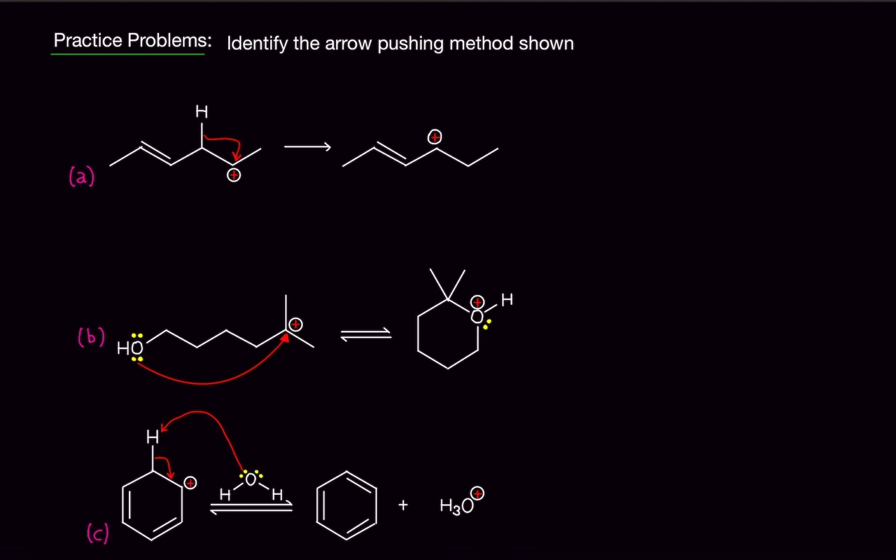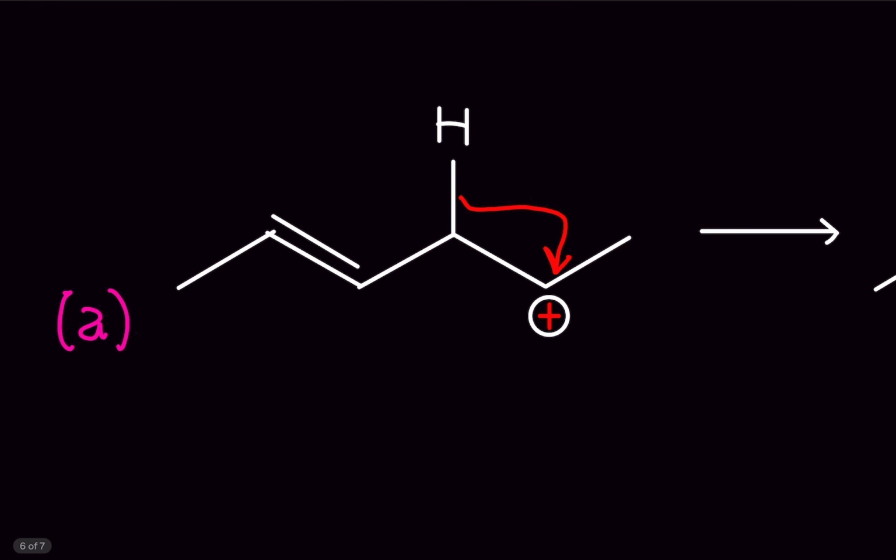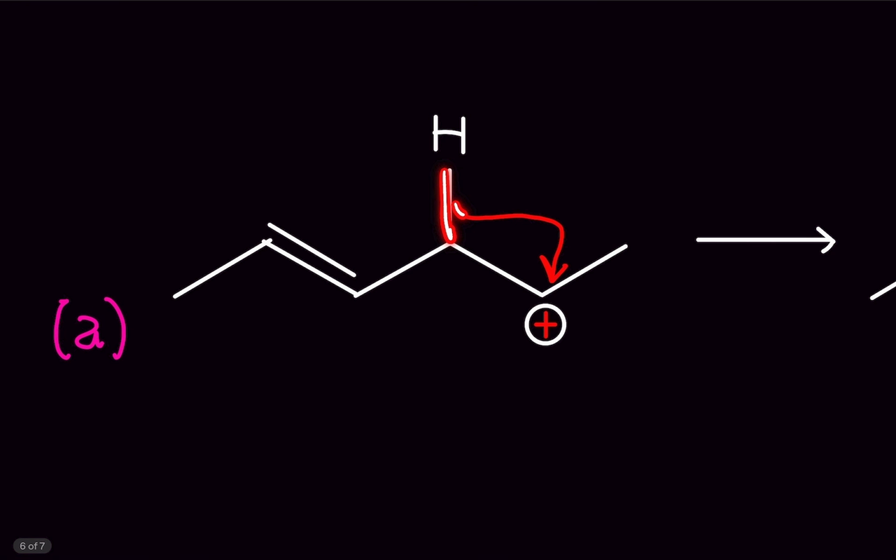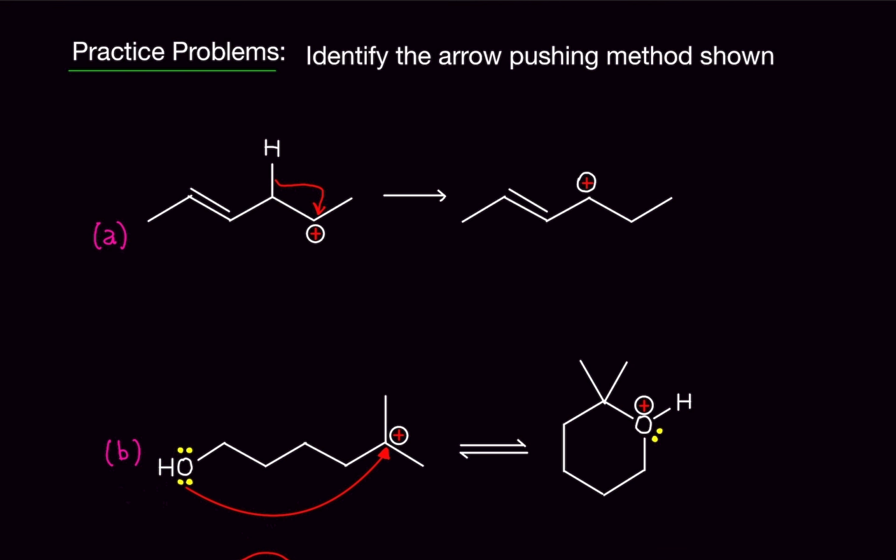Identify the arrow pushing method shown below. So here we have an arrow going from this bond that connects a proton going to this carbocation. So what is this? This is carbocation rearrangement. This is a hydride shift because we are shifting this proton over here and we're making a different carbocation. Yeah, it's not more stable, but this is the example, right? We're just moving the carbocation to a different location. So this is a hydride shift.